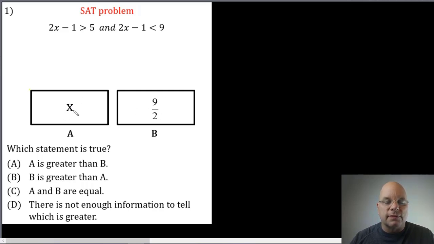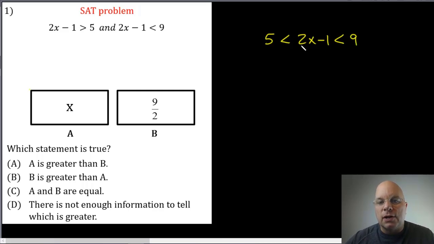But before we can get a sense of the value of the quantity x, we need to look at these two inequalities. We know that 2x minus 1 is greater than 5 and 2x minus 1 is less than 9. That could have been written differently. I'll show you what I mean. That could have been written as 2x minus 1 is greater than 5 and less than 9.